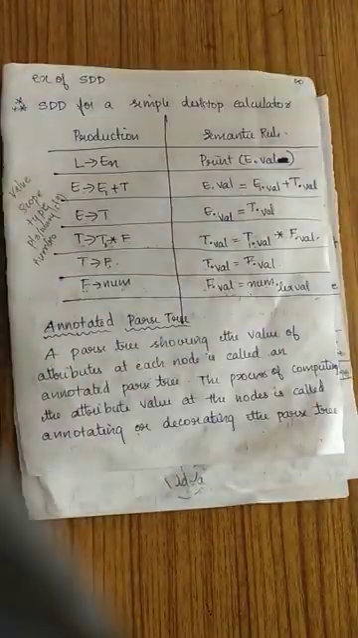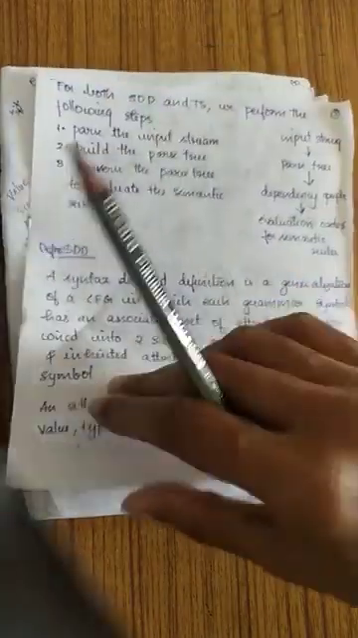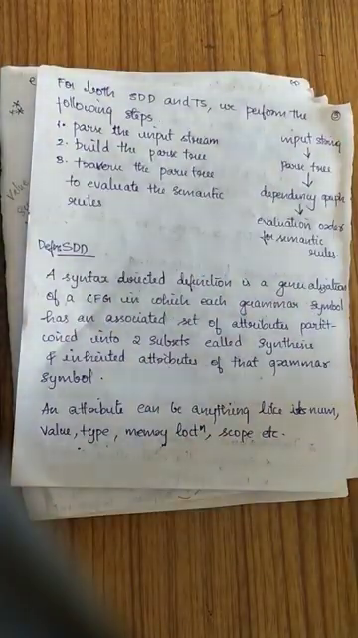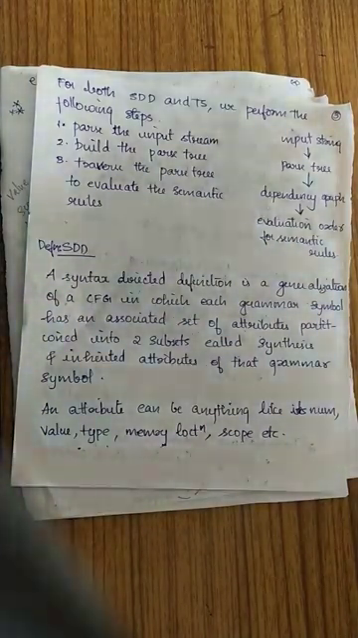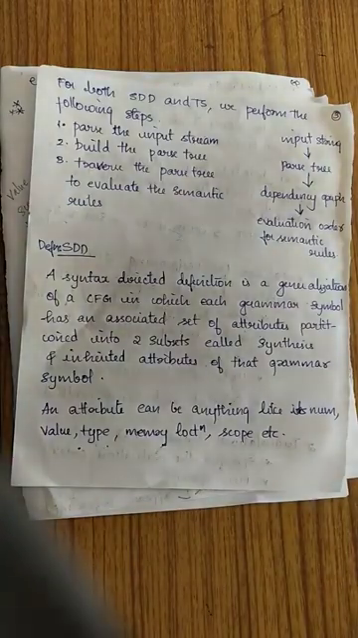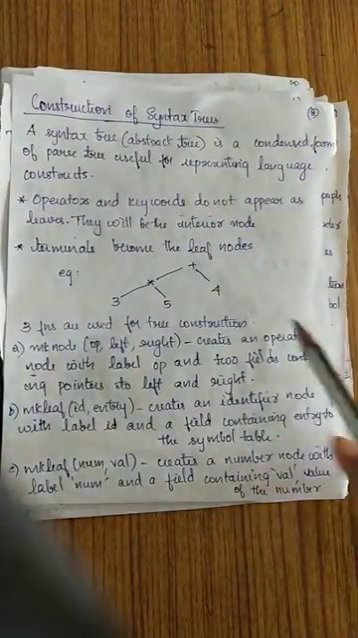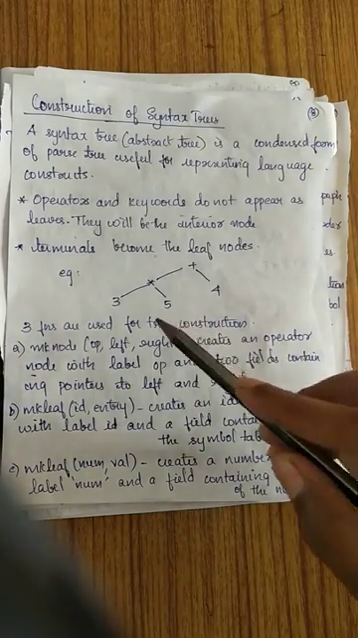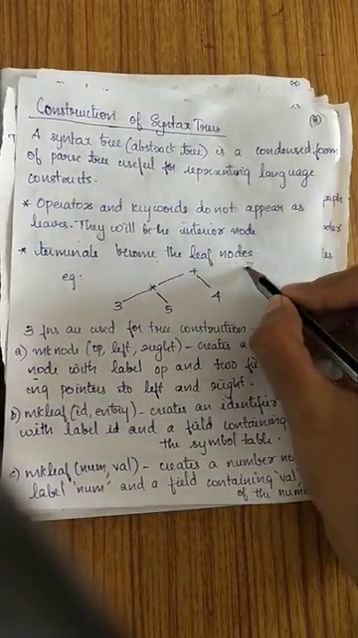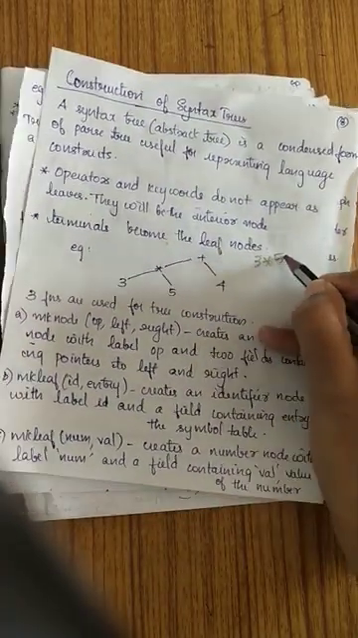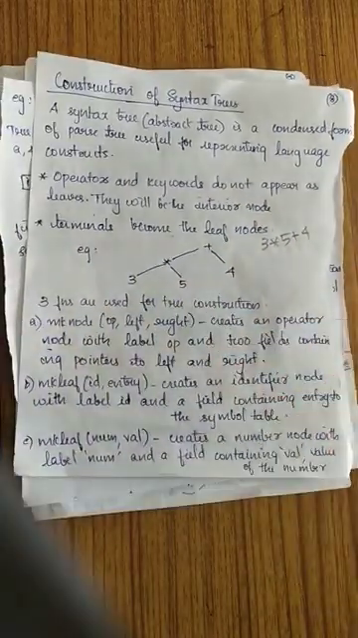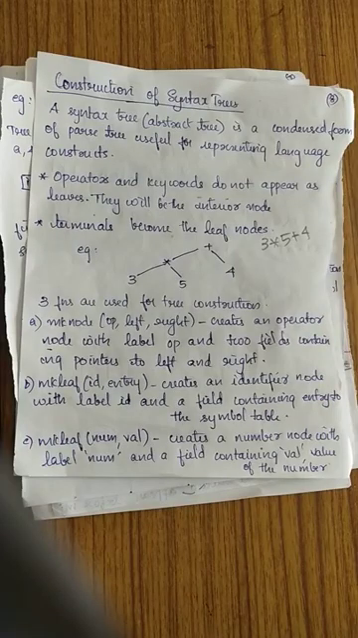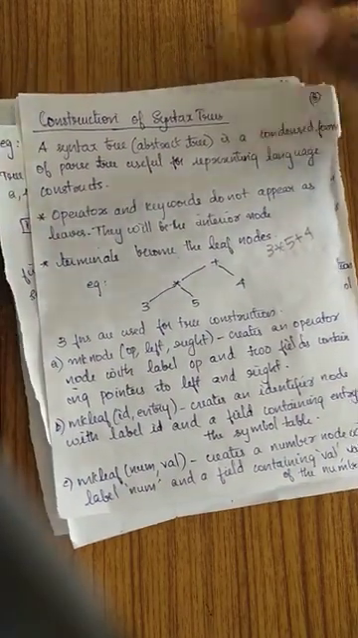And there is another thing, construction of syntax trees. You know what a syntax tree is? Construction of syntax tree. So this is an example for a syntax tree. For example, if the given expression is 3 into 5 plus 4, this will be the syntax tree. A syntax tree is a condensed representation of a parse tree.